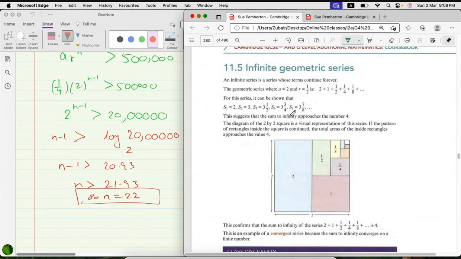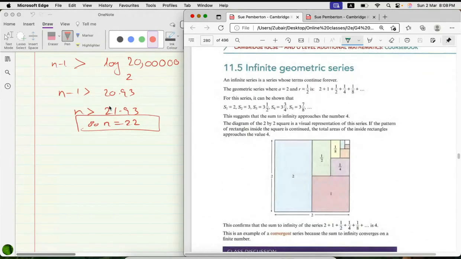Okay, let's touch this as well. An infinite series is a series whose terms continue forever. The geometric series a is equal to 2 and r is equal to, sorry, 1. So this is an infinite geometric series, and that poses one more subunit, right? For a series to be converging, we did the formula, which was when r is less than 1 and more than minus 1.